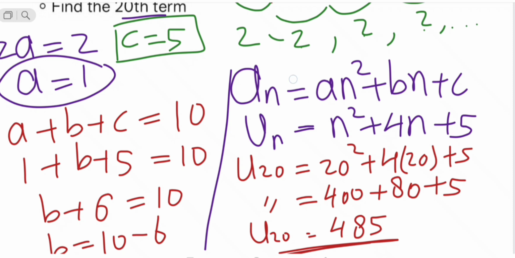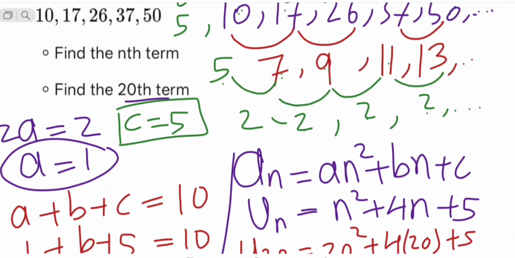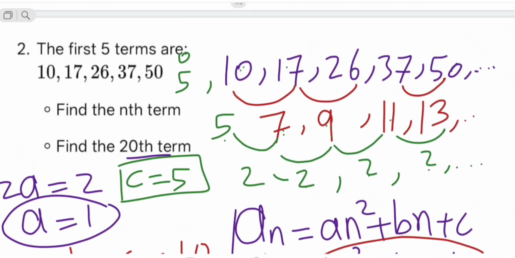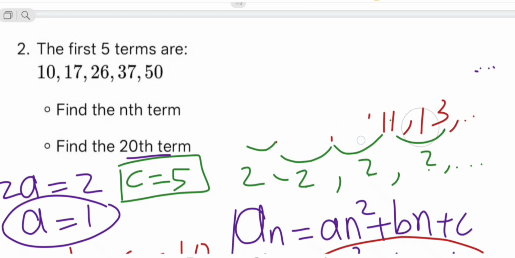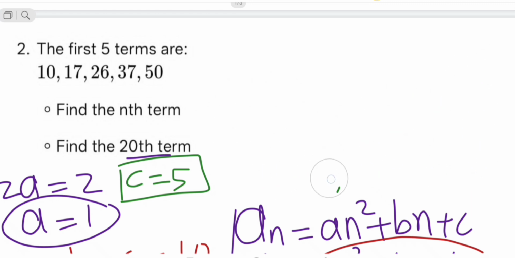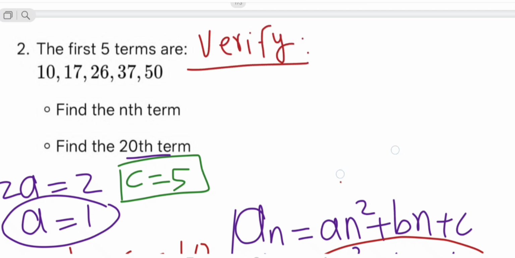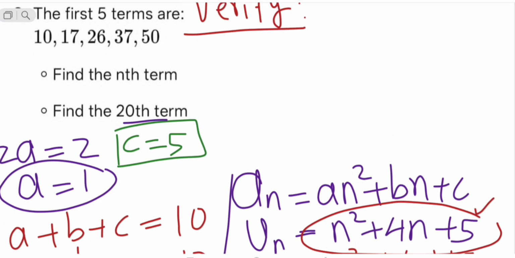I hope you understand. Okay, one more thing I want to teach you here. This is our nth term. In some questions they will ask you to verify your formula, or verify your term is correct. How to verify our nth term or the standard formula is correct? Because the terms are given, the first, second, third, fourth term, we want to check, for example, the third term. We will replace n with 3. Then we will check if the answer is 26. So it means this formula is correct.